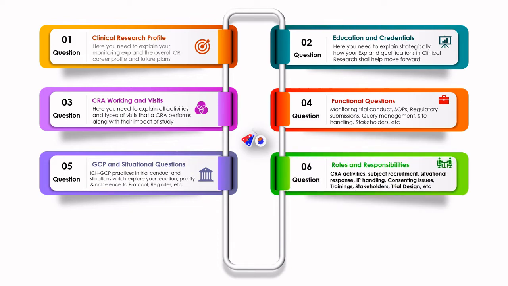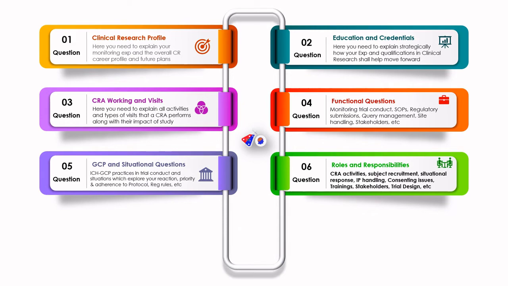Next would be the question on roles and responsibilities, and this is a make or break question. Either you will explain it beautifully if you have that kind of understanding, or your interview will stop at this question itself. So please pay attention. Here you need to clearly explain what activities the CRA conducts. If anyone asks you what the role of a CRA is, what a CRA does, you need to have a very specific and clear answer when you explain the activities.